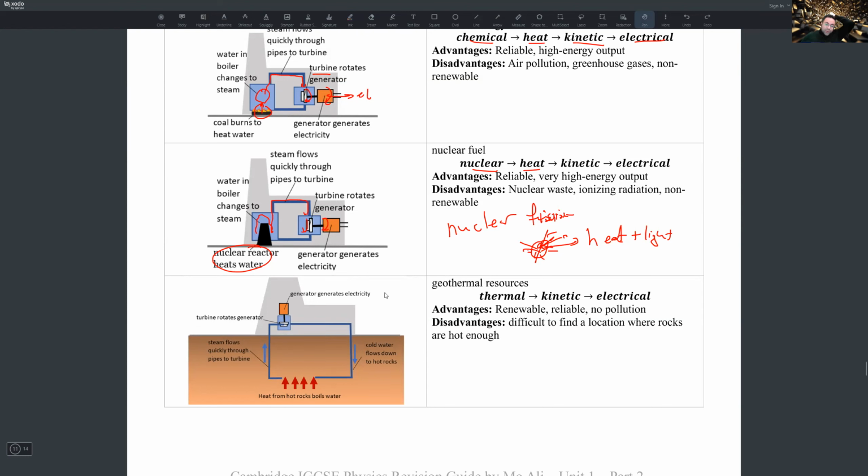Geothermal now. When you dig underground, the temperature of the earth increases. The rocks underground are hot. So what we do is we dig underground, we pump water underground. The water will boil because of the heat from these rocks underground. So hot water or steam comes out. The steam hits the turbine, which spins the generator and generates electricity. So it's heat to kinetic to electric.